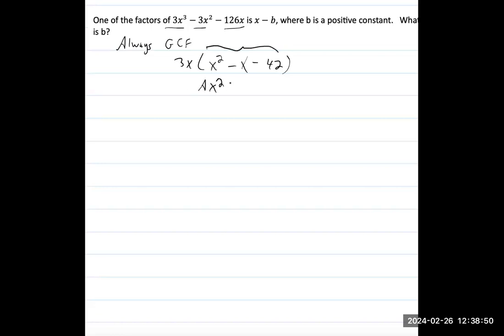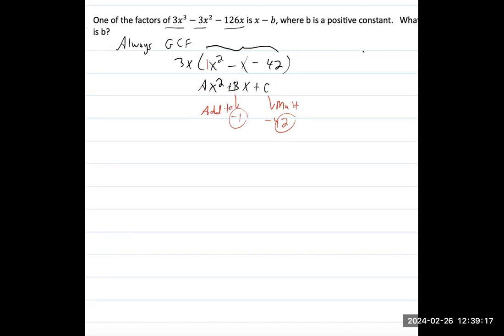Quadratics are in the format of ax squared plus bx plus c. And in the a spot, we're seeing the invisible number 1, which doesn't count. In the b spot, we're seeing -1, which because it's negative, it does count. And in the c spot, we have -42. So we need two numbers in BC factoring. We need two numbers that add to b and multiply to c.